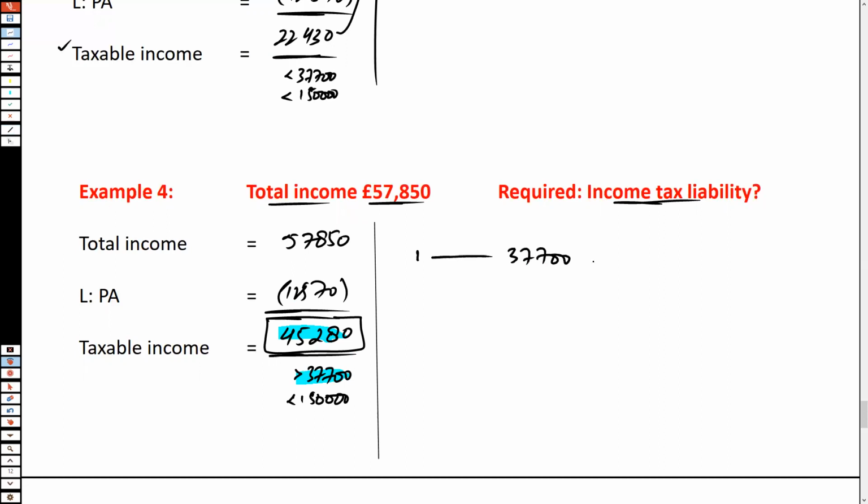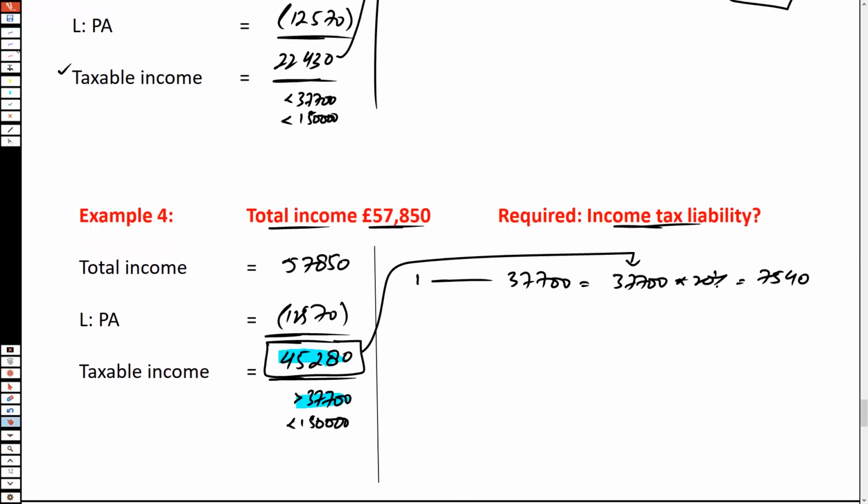For the first 37,700, from this amount to this extent, 37,700 will be taxed at the basic rate of 20%. Tax liability is calculated as 7,540. Thereafter, how much amount is exceeding from 37,701 to 150,000? Which amount is here from 45,280, less the initial amount of 37,700. So the difference of 7,580 is falling in the second band limit.